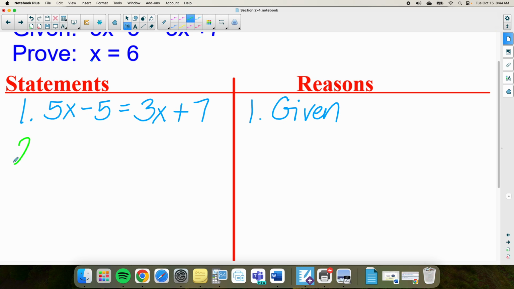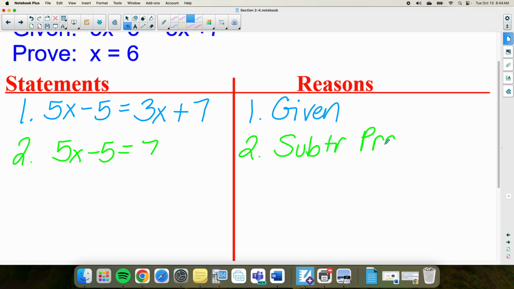So when we go to do this, if I want to bring the 3x over, wouldn't I subtract, right? So I have 5x minus 5 equals 7. I subtracted 3x, okay? So this would be SUBTR prop. What? Yeah, you've got to subtract the 3. Oh, I'm sorry. Thank you. Should be 2, right? Thank you.